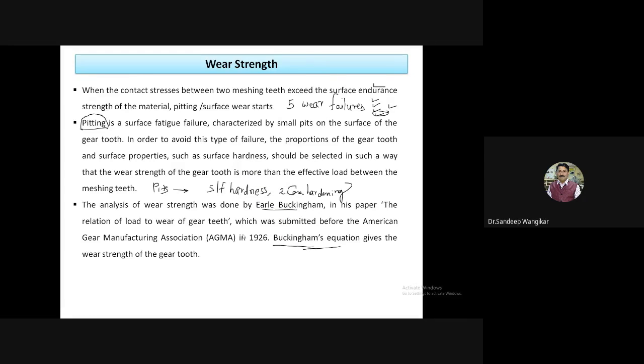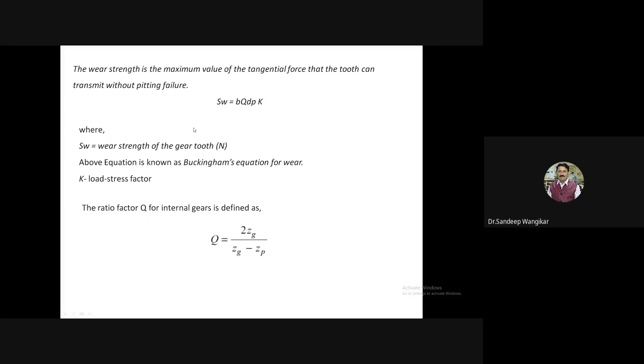Now let us discuss the wear strength. Let us first discuss the definition, then we will proceed further. The wear strength is the maximum value of tangential force that the tooth can transmit without pitting failure. Without pitting failure. In the last case, we also discussed the definition for bending. Here I am highlighting the word pitting.